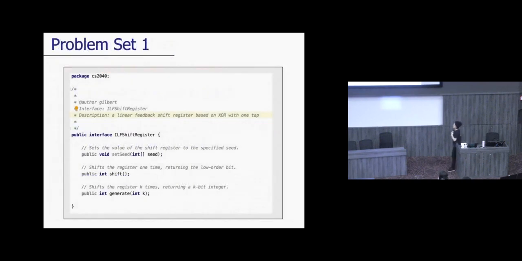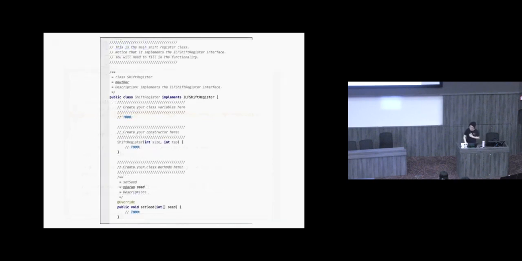Okay, so tying this back to the problem set, you might already see this. We have a public interface for this linear feedback shift register, right? This means that we want you to implement these functions, setSeed, shift, and generate, right? Which is why in your problem set code, you should implement those methods. Does that make sense? This is our way of making sure you fulfill your end of the implementations.